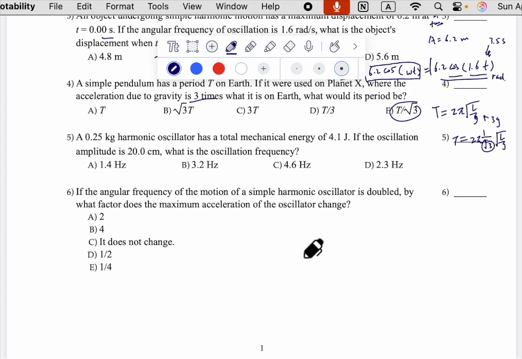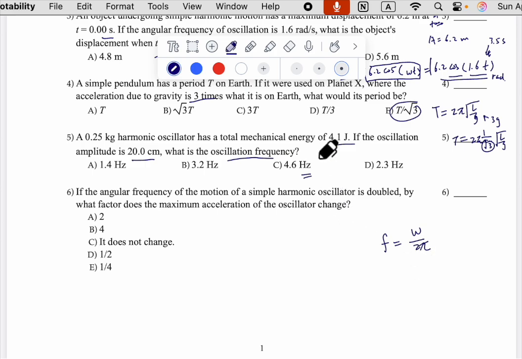Alright, number 5. A 0.5 kg harmonic oscillator has a total mechanical energy. If the oscillation amplitude is this, what is the oscillation frequency? Here, frequency asks you about the unit of hertz. We can figure out the angular frequency, and angular frequency divided by 2 pi is the hertz. All right, so how do we figure out the angular frequency?